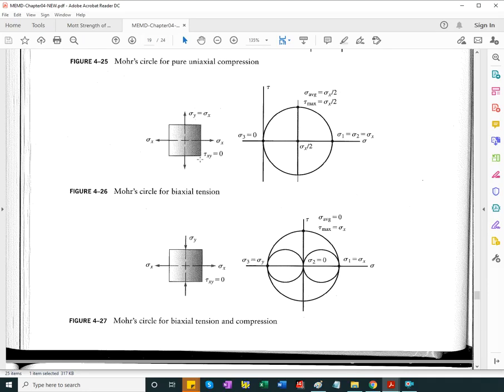So for some reason, pure uniaxial compression was the above case. Axial tension, yeah, they took the particular case where the two are equal. Again, the particular cases where we have them require a bit more careful analysis.